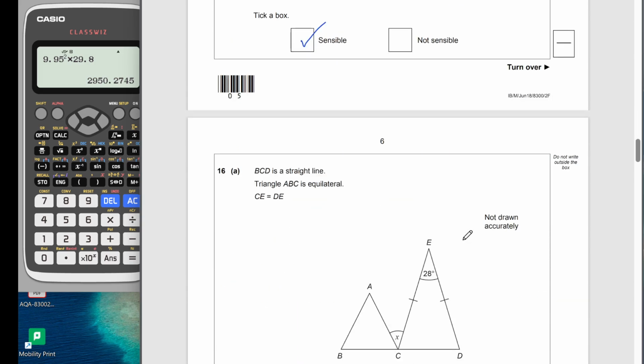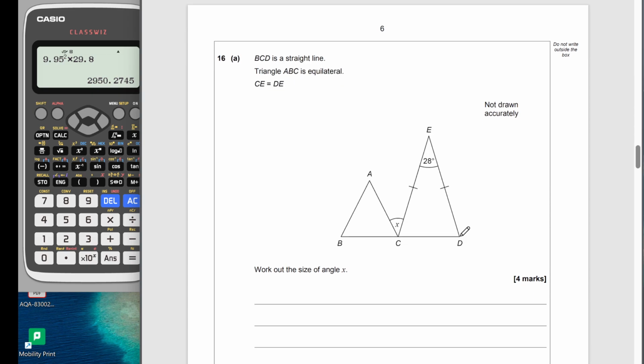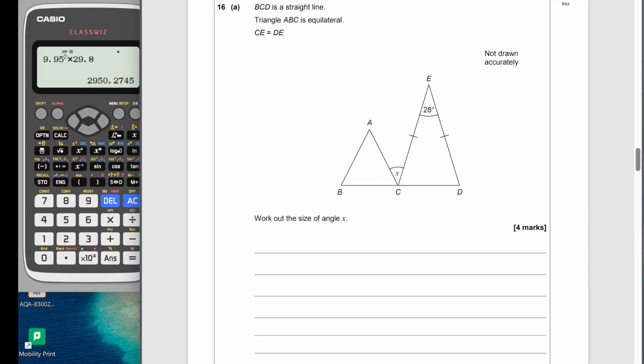Right, question 16. ACD is a straight line, triangle ABC is equilateral. Work out the size of the angle marked with X. Okay, do we need to show, it doesn't ask for us to give reasons. So if this is an equilateral triangle, that means each of these would be 60 degrees.